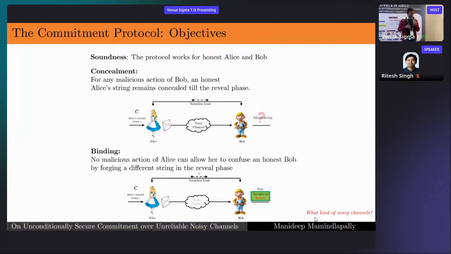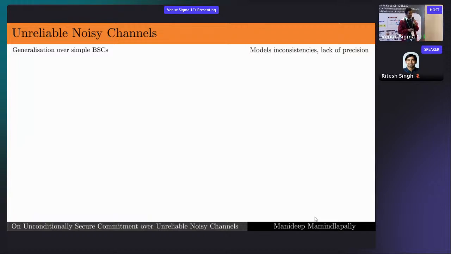So far I've discussed the commitment protocol over any general noisy channel. So now I'll talk about a class of unreliable noisy channels and its significance. So we know a classic binary symmetric channel. A BSC(p) is a channel which flips zeros and ones with crossover probability p. Imagine a case when this crossover probability p is not precisely known, or a malicious party could be controlling this crossover probability. We model these unreliabilities in the form of this unreliable noisy channel model.